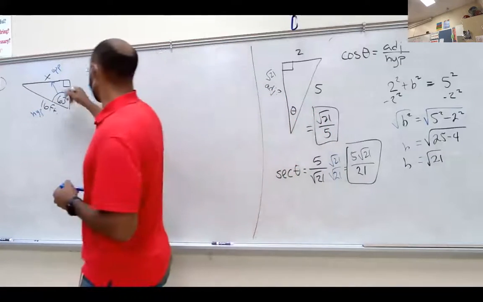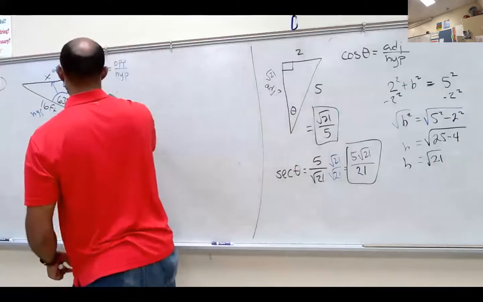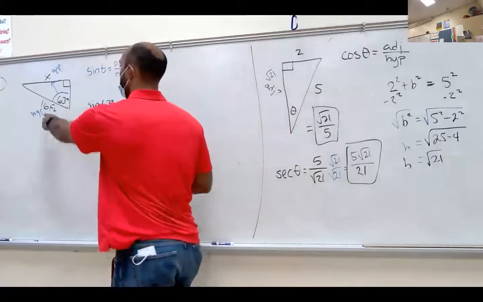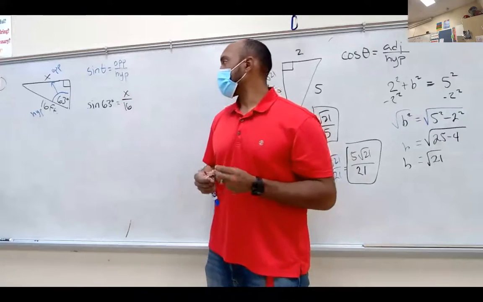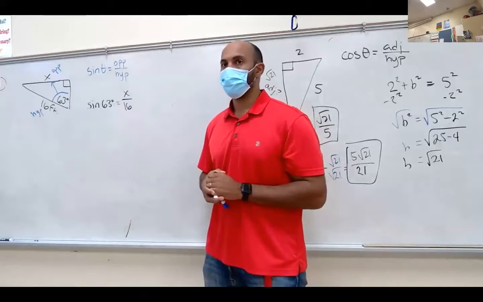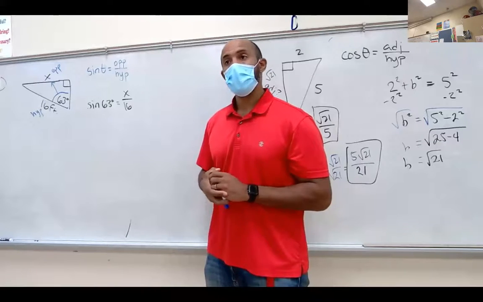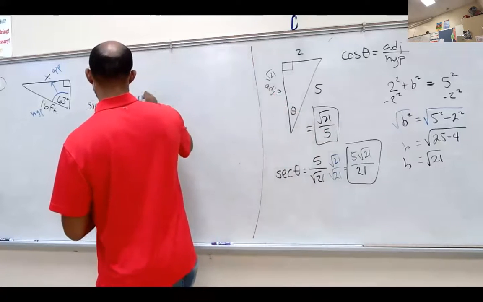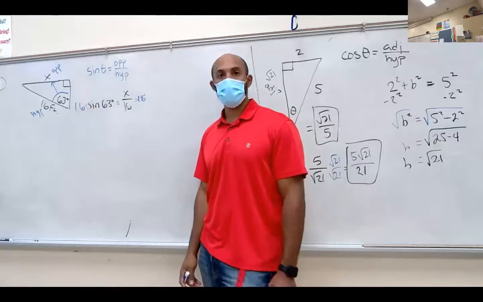So now I just set it up. Remember, theta is just the angle. So sine of 63, and then it's opposite, which is x over 16. Guys, any thoughts on how to solve that? What do you think? Multiply by what? 16 on both sides. That cancels out. There's your x. 16 times the sine of 63.